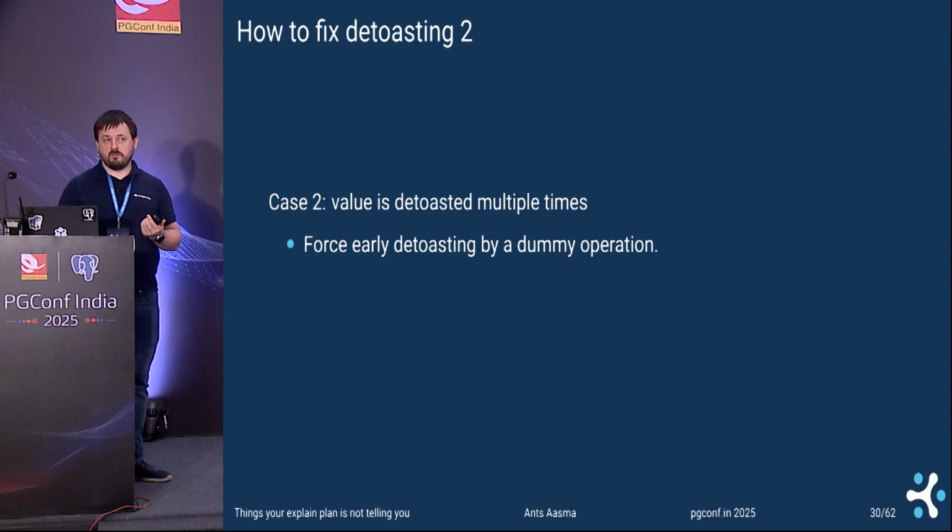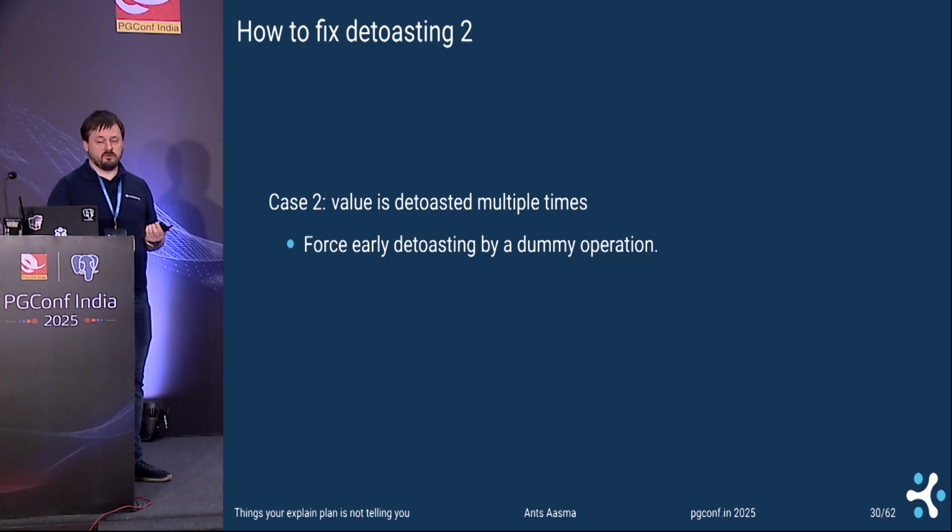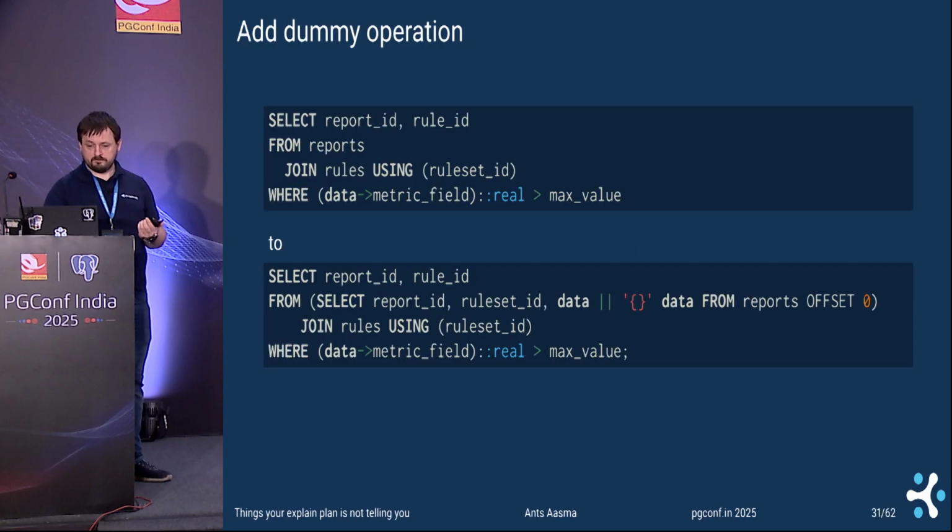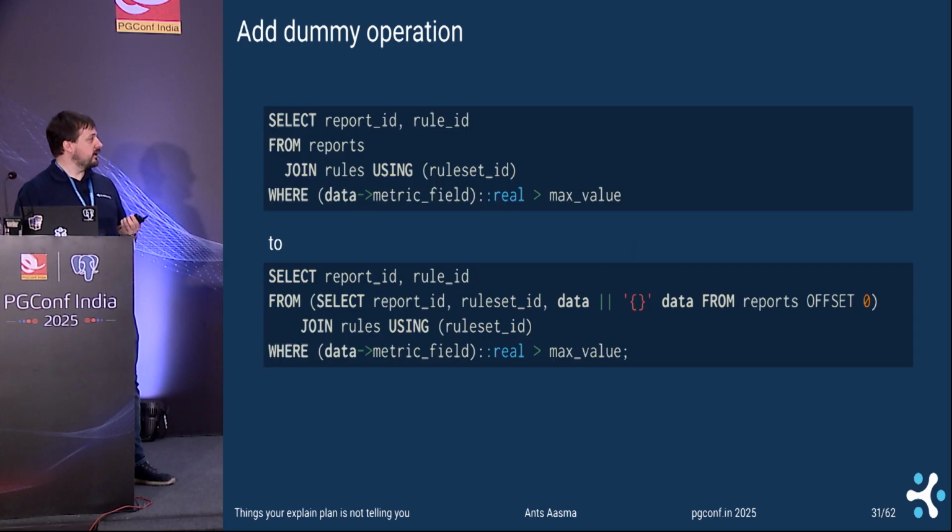The other case is when we are detoasting too late, and we are doing it multiple times. And to fix that one, we can force early detoasting using a dummy operation on the data. So taking our previous query here, we need to do a small little change. So instead of selecting from reports, we select from reports in a subquery, add an offset. And the important part here is for the data field, we do an operation that forces detoasting. In this case, we just add an empty value to it. It doesn't change the data, but Postgres doesn't know that, so it cannot optimize it away.